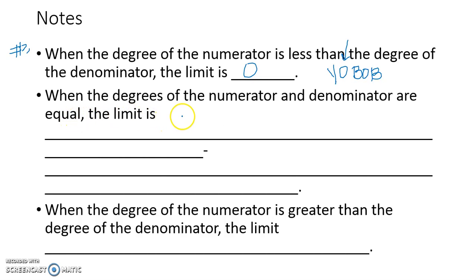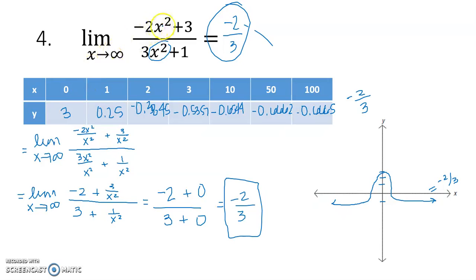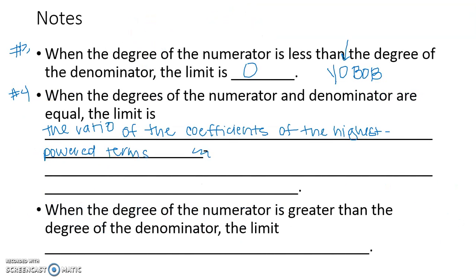When the degree of the numerator and denominator are equal, this is going to be like number 4. So if I notice both my degree of my numerator and denominator are both x squared, but you're always going to have that highest power. And if you look at these two terms, your limit was actually just the coefficients out front, that -2/3. So the ratio of the coefficients of the highest powered terms. As long as they are equal, all I care about is the coefficients.